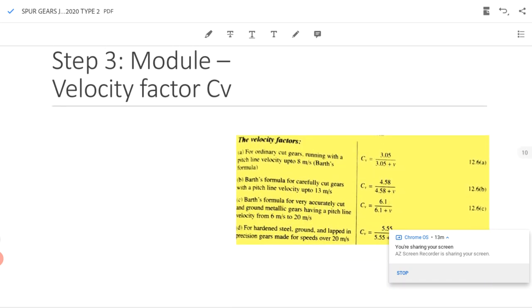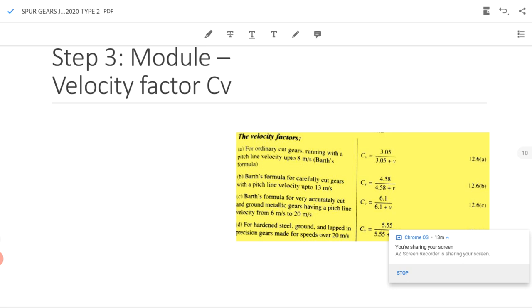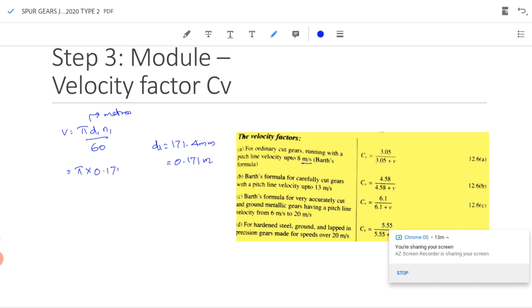To find the value of Cv, that is the velocity factor, I need to find the velocity. Velocity equal to pi d1 n1 by 60. Here the diameter should be substituted in meters, since the velocity should be in meters per second. So pi into d1, which was obtained as 171.4 mm equal to 0.171 meters, multiplied by 1000 by 60. I will get that value equal to 8.95 meters per second.